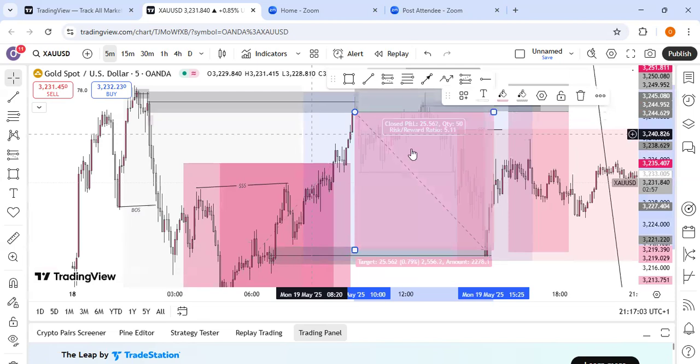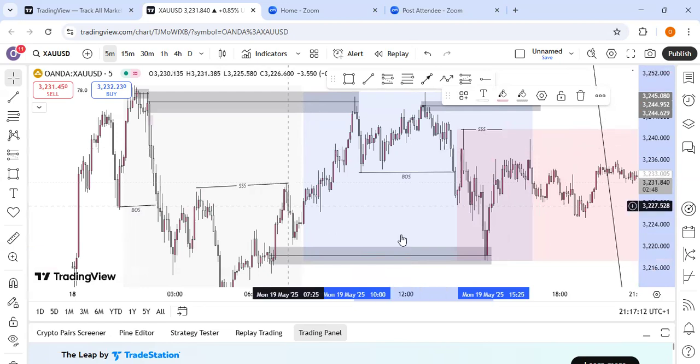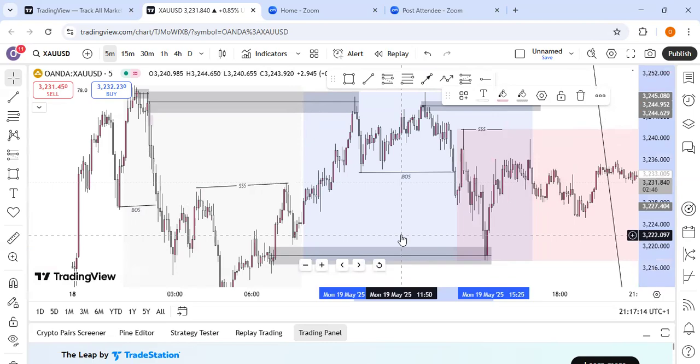That's how you pick your entries. That's how you pick entries when you are trading gold. Gold is very fast. Look at it. All these things played out today. These two entries played out.